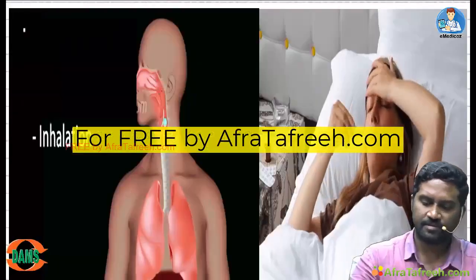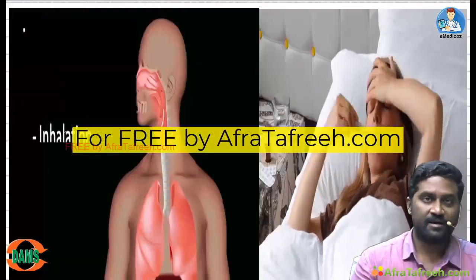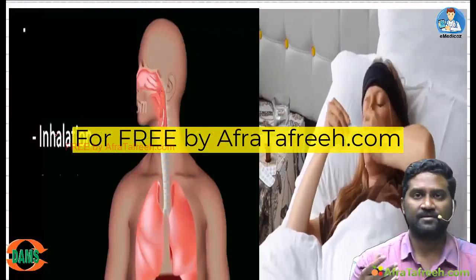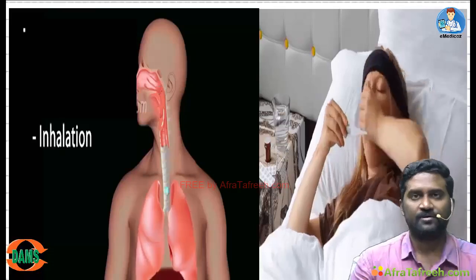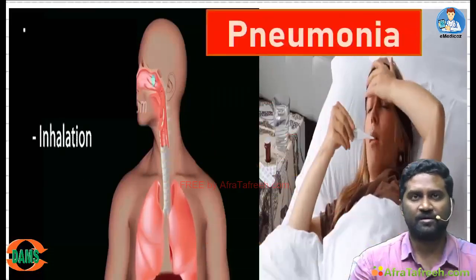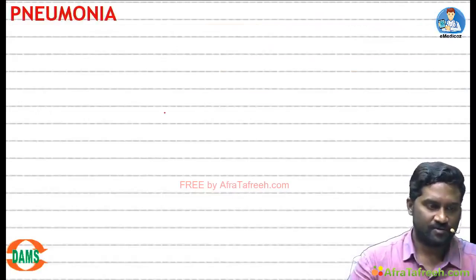Next disease. Here the patient is inhaling a microorganism and getting symptoms such as fever, cough, shortness of breath. What is this common disease? Pneumonia. So write down what is pneumonia.